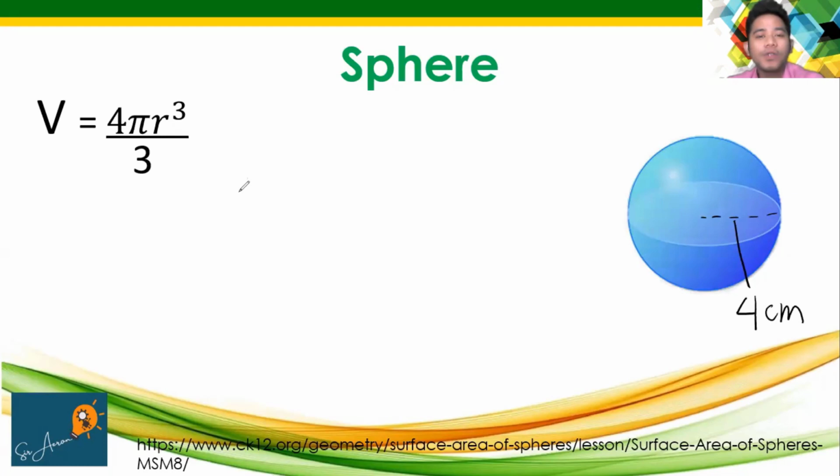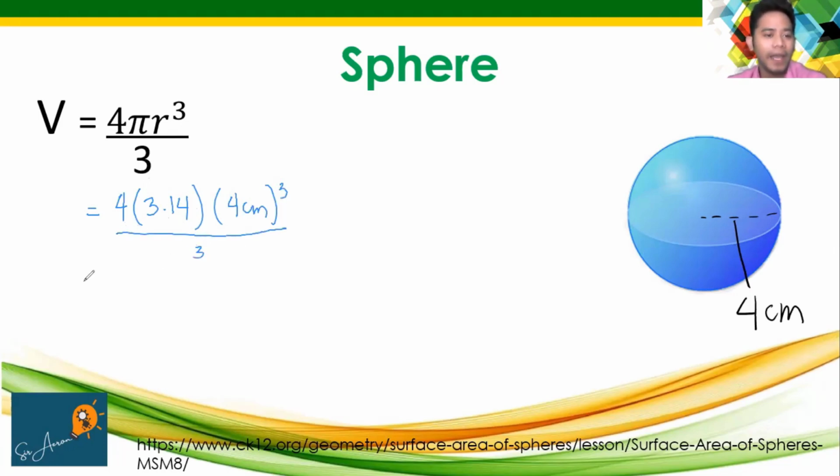Next, we are going to solve for the volume of sphere. So, ang formula to solve for the volume of sphere ay 4 times pi r cubed divided by 3. Okay? So, ang radius nitong sphere ay 4 centimeters. So, sasubstitute lamang natin yung mga givens. Sulat natin yung 4 times ang value ng pi ay 3.14 times ang cube ng radius 4 centimeters, i-cube yon or multiply sa sarili ng 3 beses divided by 3.